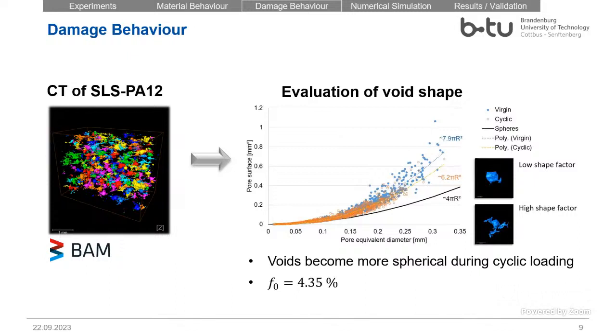What was interesting when we do a cyclic test, the blue one is the virtual one, and after the cyclic test the average curve becomes closer to a spherical shape. That means that during the cyclic loading, the voids become more spherical. Now we know what happened outside, we know what happened inside, and now we have to create the model.